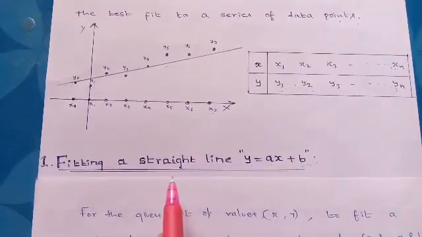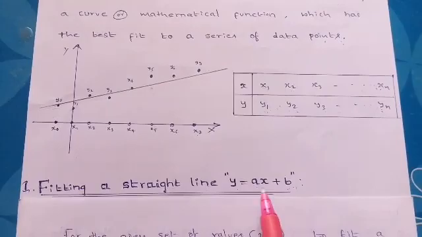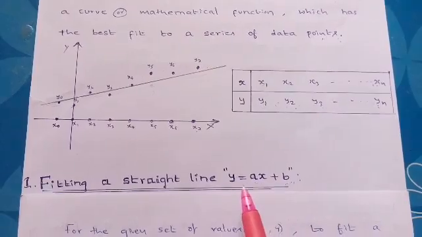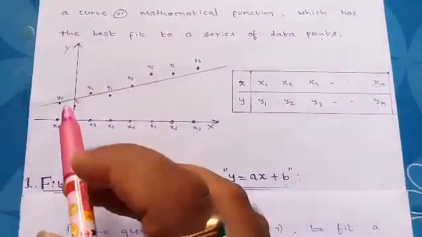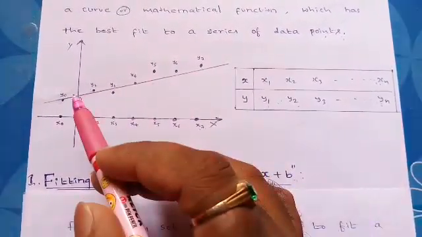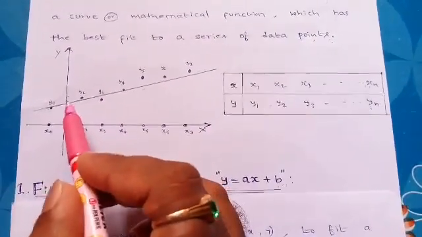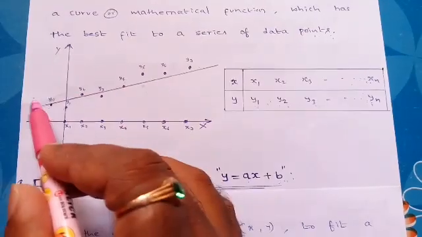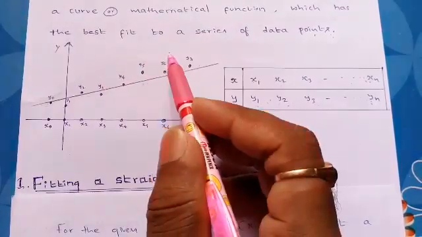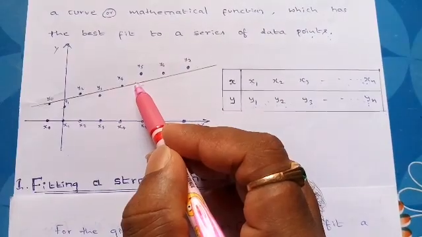Here, for example, fitting a straight line, y equals ax plus b. Here, y equals ax plus b is the standard form of the equation of a straight line. So, to fit this curve to these data points means we have to draw a straight line to join these points. It should be the best fit. It means that we can draw a straight line between any two points, or we can draw a straight line anywhere in the graph, but our final straight line should be the best fit.